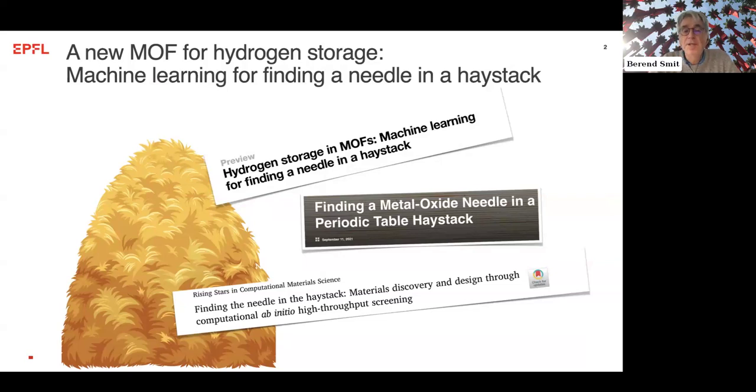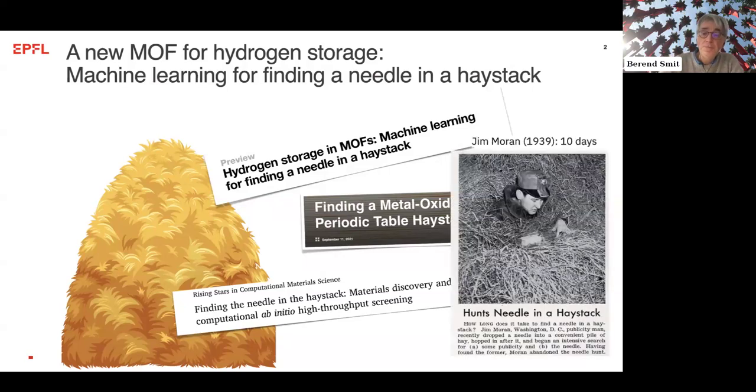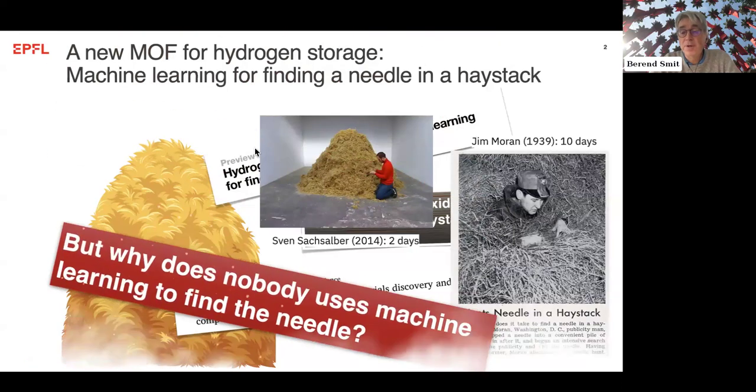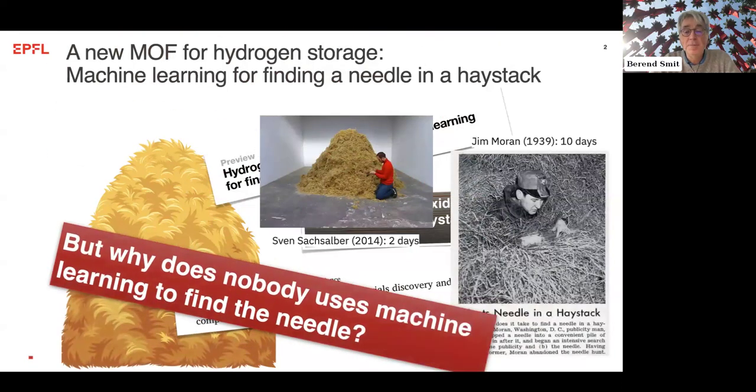how do people find a needle in a haystack? And this has been done. And you see two people that were looking for needles in a haystack, but they're not using machine learning. Let's think a little bit about that. Why is it that nobody uses machine learning and will never use machine learning to find a needle in a haystack? So if you think about it, what is the importance of machine learning?